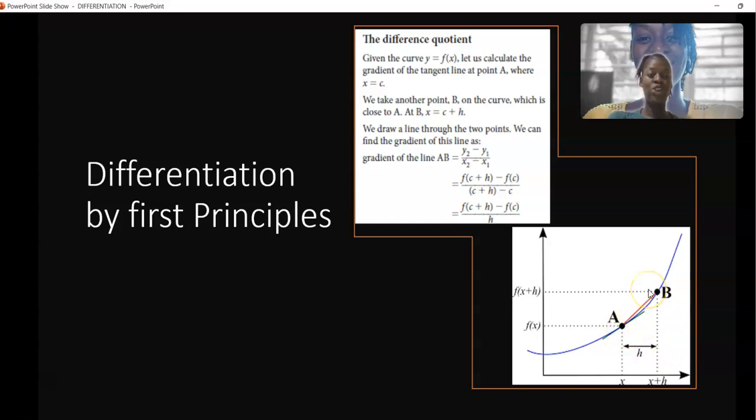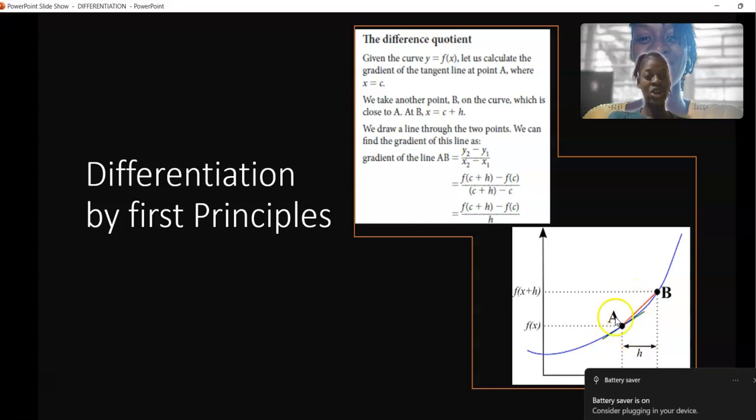Now, how do you find the gradient of a line? That's y2 minus y1 divided by x2 minus x1. Looking at our graph, B is our y2 and A is our y1. So we would have f of x plus h minus f of x. So this is y2 and this is y1.